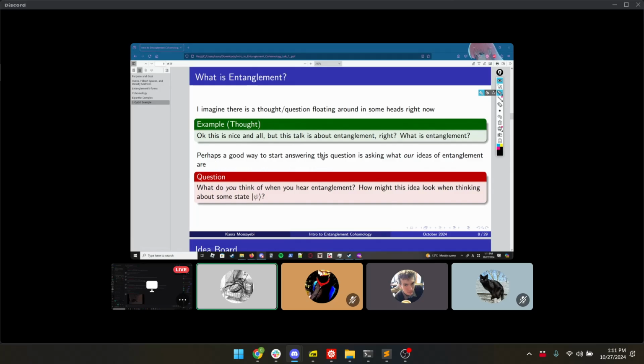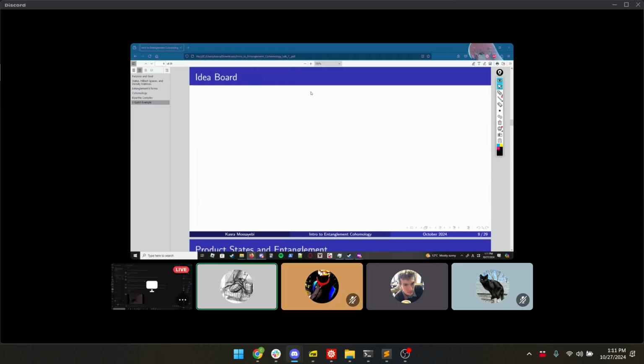I think the best way to start to answer that question is by first asking what we think when we hear entanglement, and maybe asking ourselves what it might look like for some state in a Hilbert space. So now I've got a little idea board here. Does anyone want to volunteer and offer an explanation of what they think entanglement is?